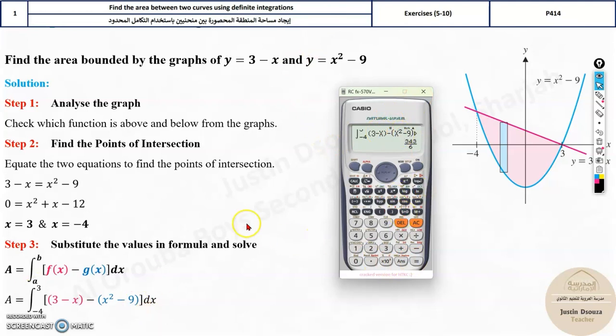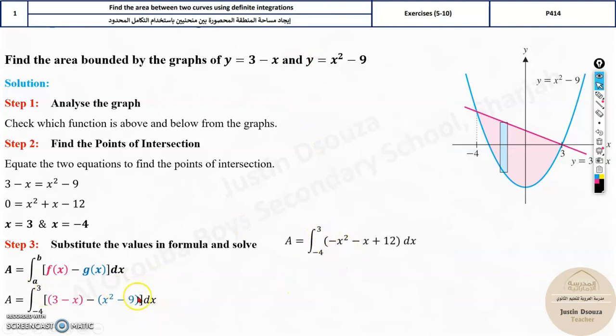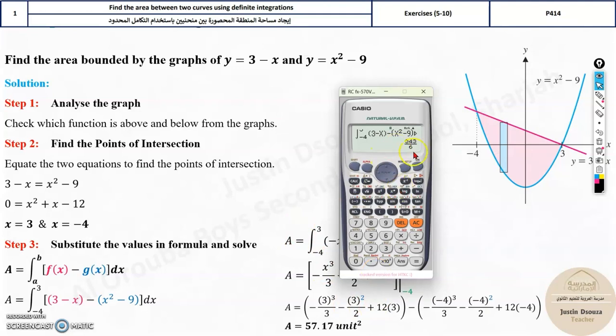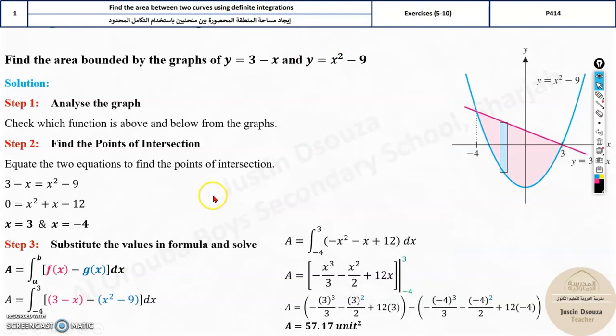Now, if you want to solve manually, you need to simplify this, then use integration, apply the limits, and solve it. The answer will be the same. The area is 57.17 square units. Since this is a definite integral, it's better to save time by using the calculator.